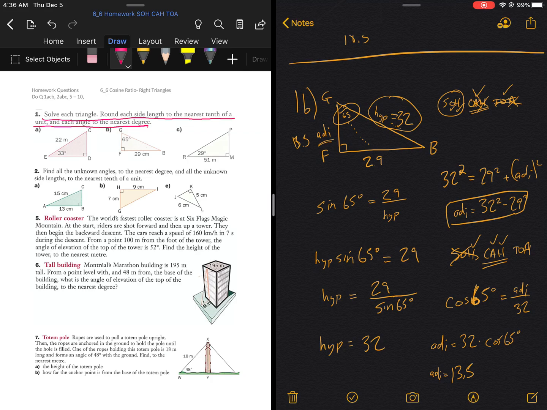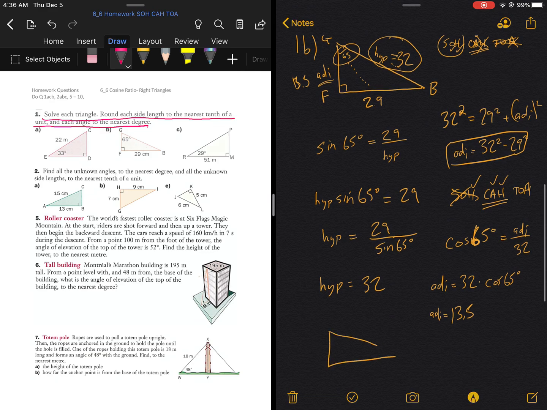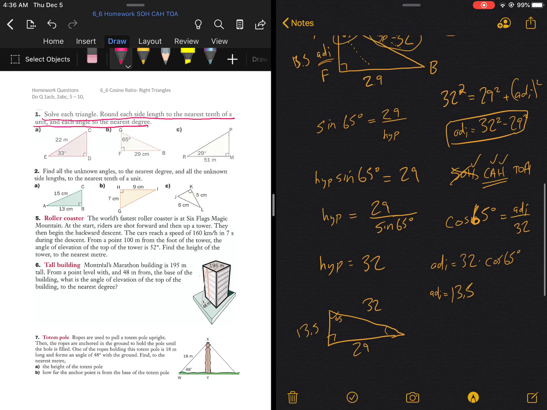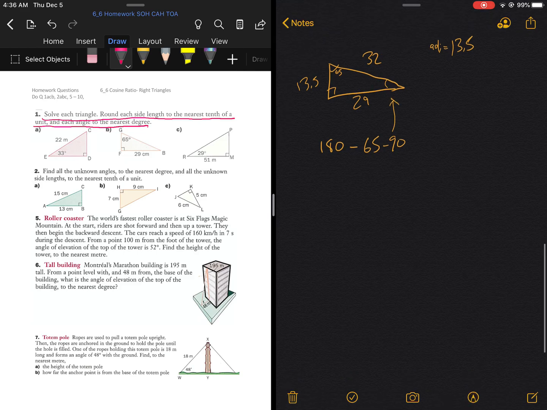Okay, finally, we have all our sides, so we could use any of these ratios. So let's write everything we know down again, nicely. That's 32, that's 29, that's 13.5, that's 65 degrees, that's 90. Now we need this. Of course, I should just go 180 minus 65 minus 90 to get this angle, but I'm going to do it a different way. You could use any of them.